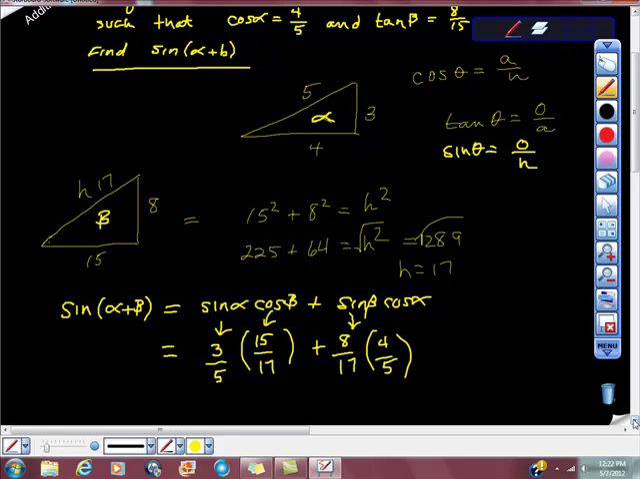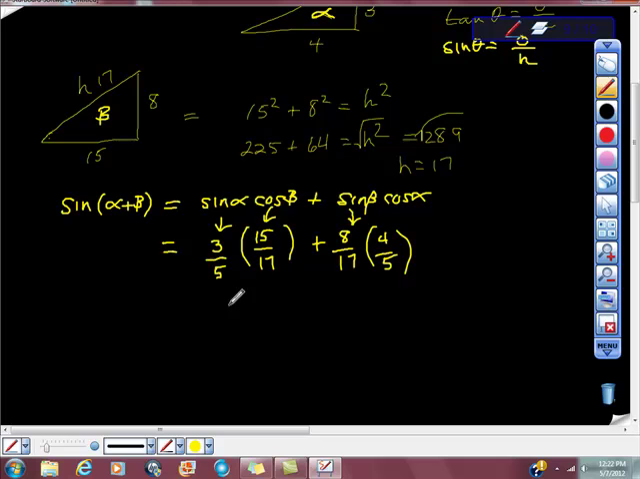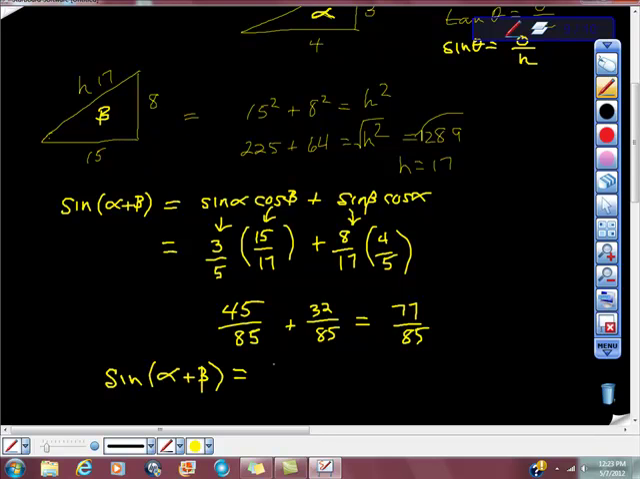So I'm using this addition formula, but I'm also using a little bit of geometry, and we get here 45 over 85 plus 32 over 85, which is 77 over 85. So we can say with some certainty that sine of alpha plus beta is equal to 77 over 85.